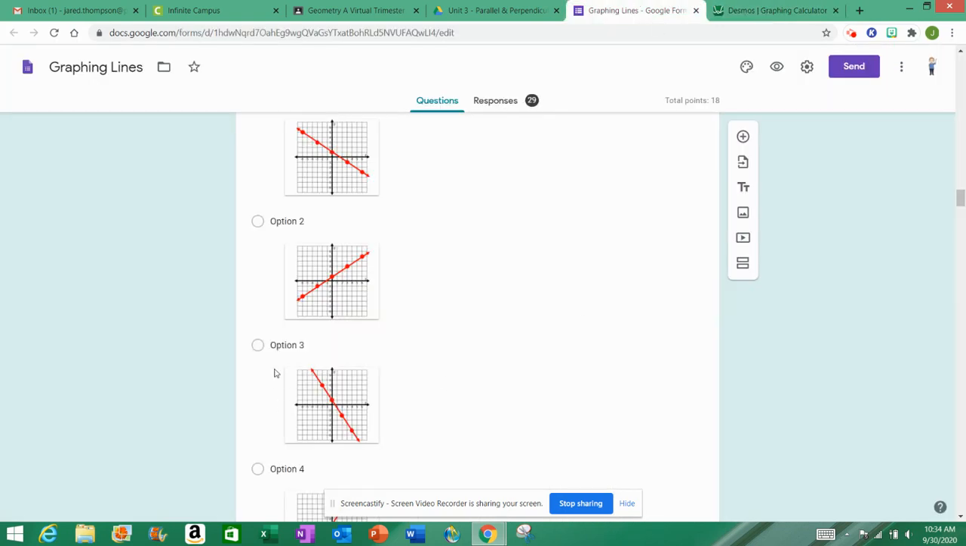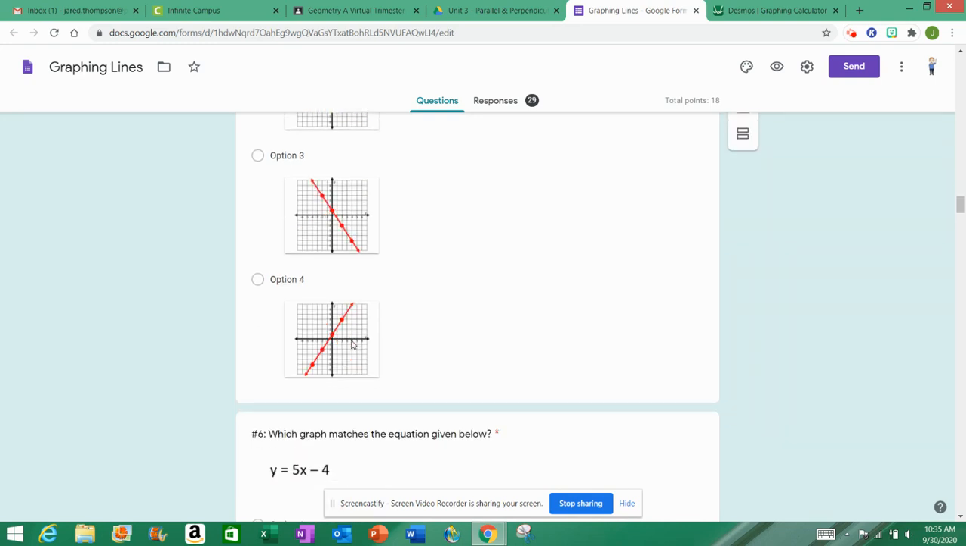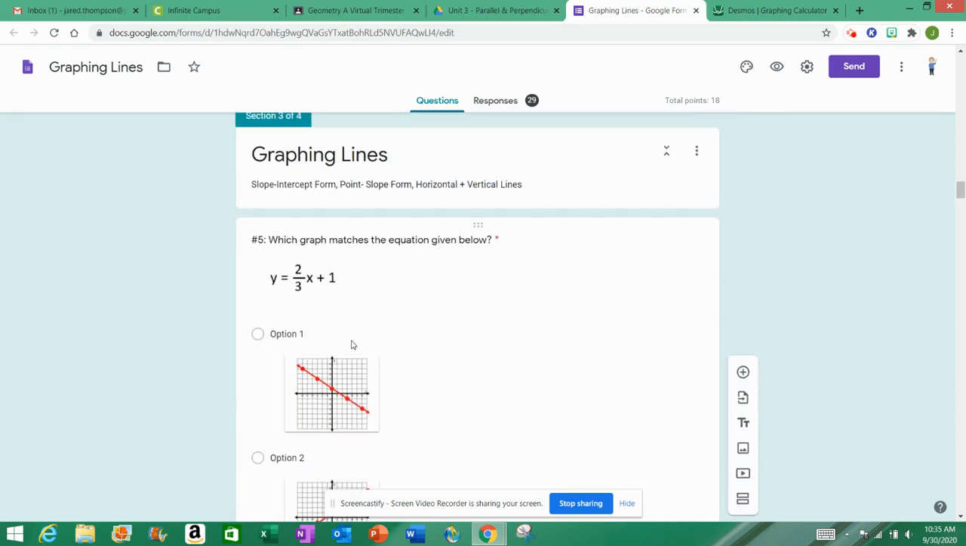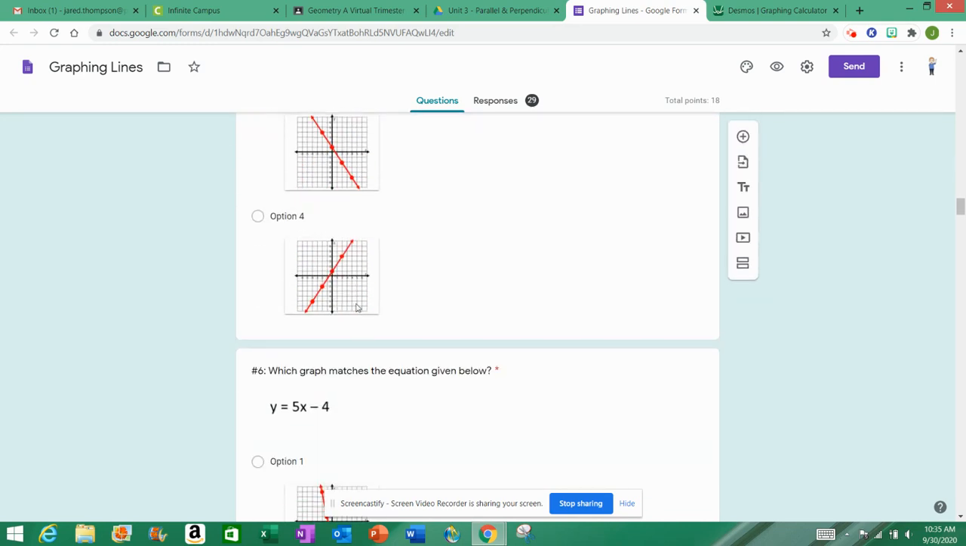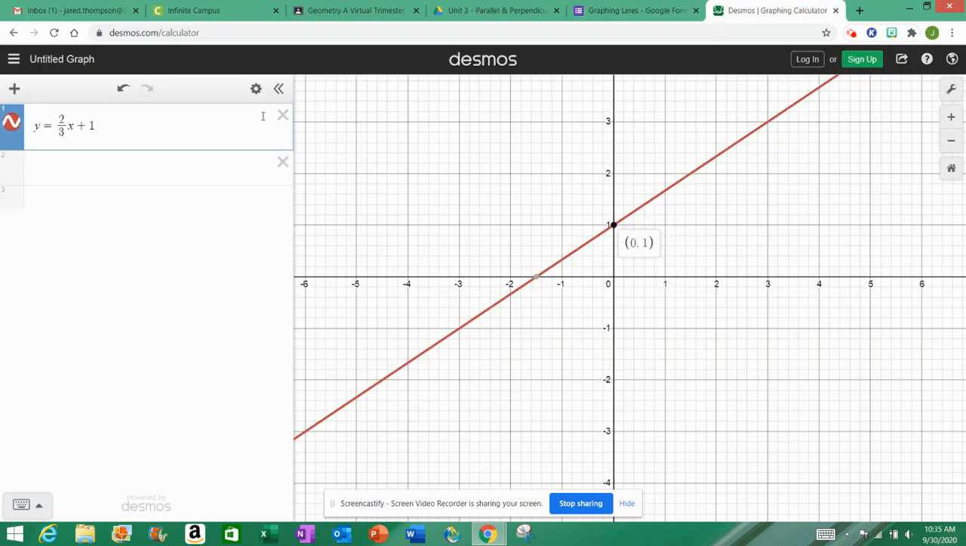Okay? So we'd have to just look through our options here and see which one has a y-intercept at 0, 1 and a new point at 3, 3. And it's just really a game of looking. Okay? Let me get rid of that.